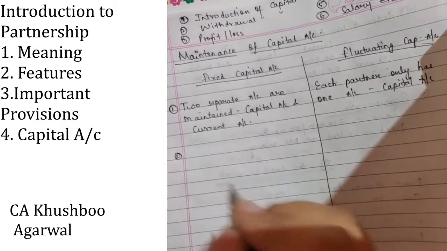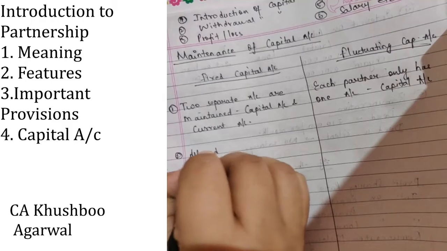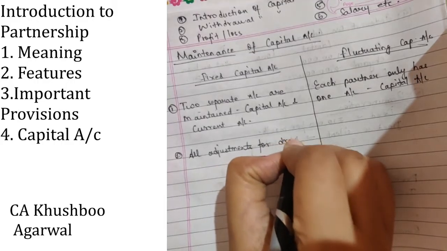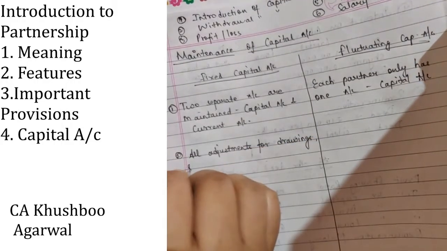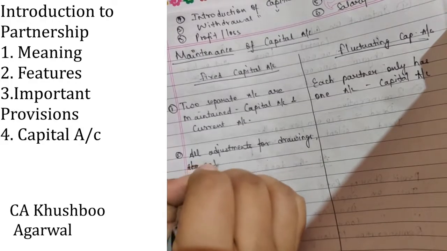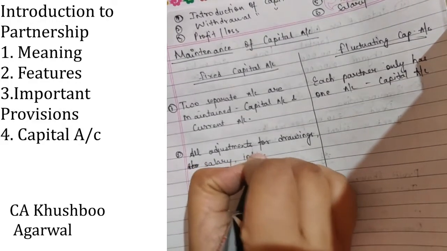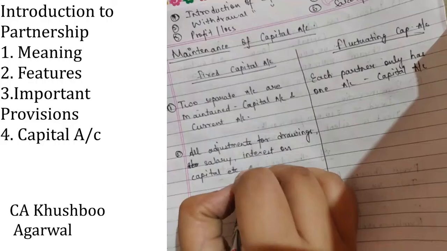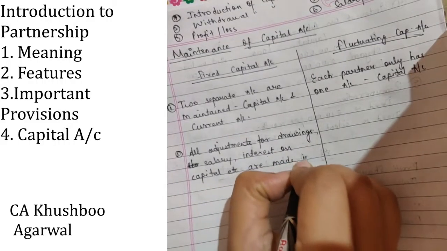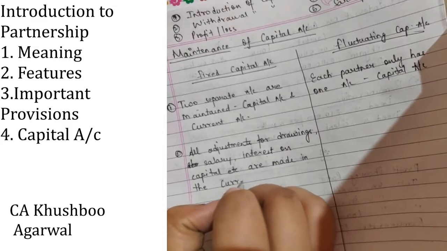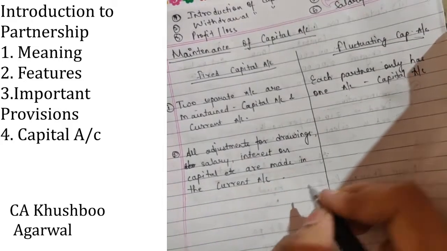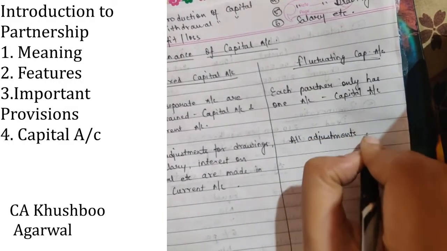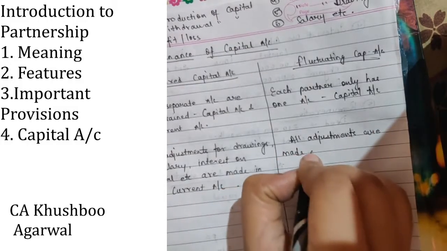Now the second difference is also based on this. In fixed capital account method, all adjustments for drawings, salary, interest on capital, etc. are made in the current account, whereas in fluctuating capital method, all adjustments are made in capital account.